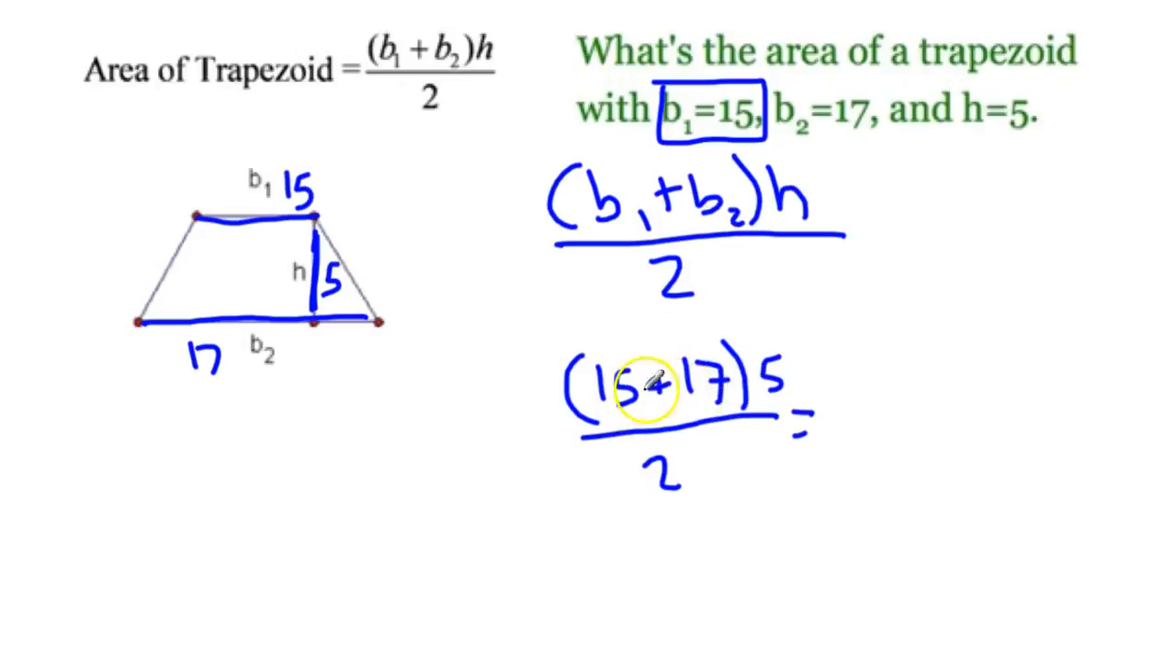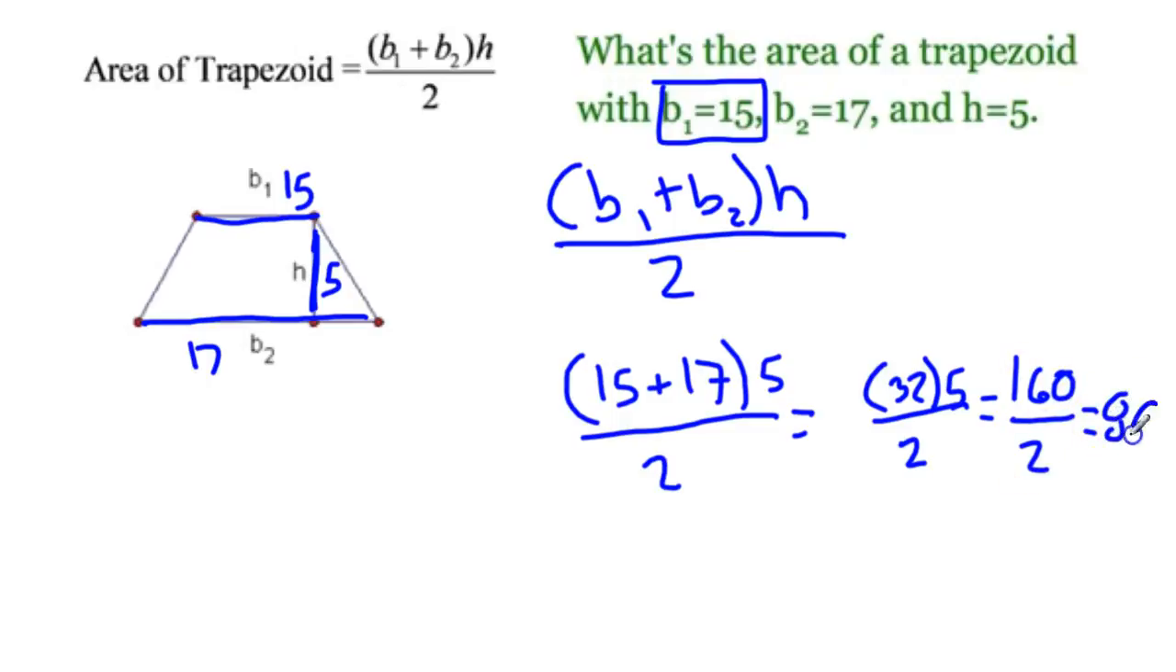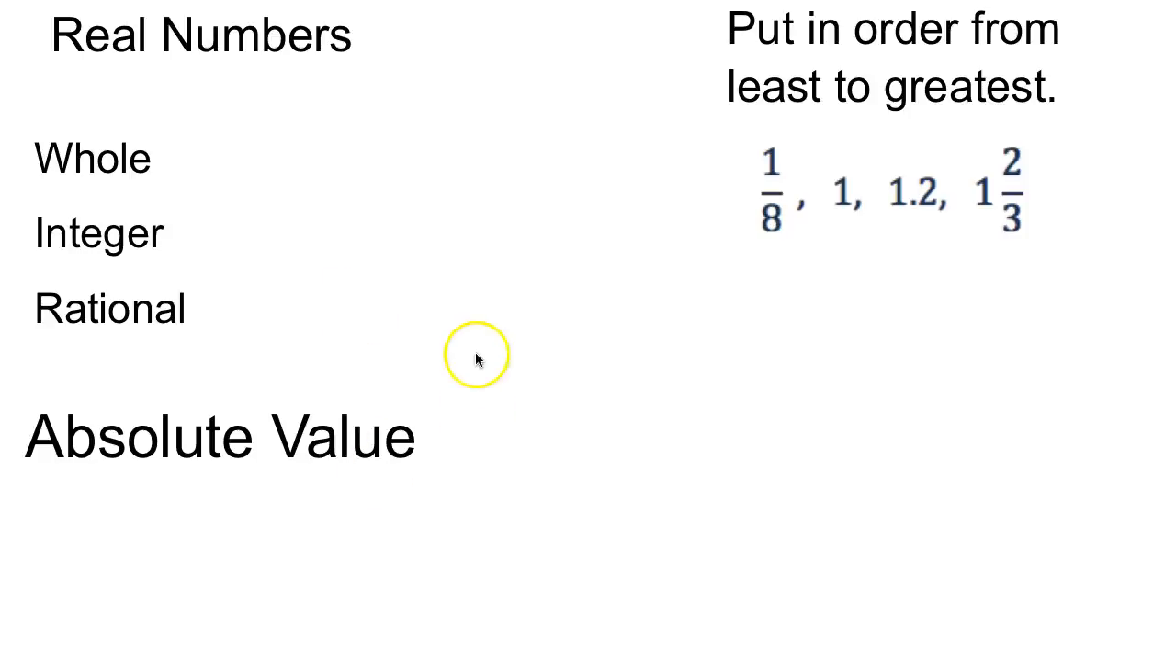So the order of operations, we do the parentheses first. 15 plus 17, that is going to be 32, I believe. So we have 32 times 5 divided by 2. 32 times 5, I'll put that in my calculator. 32 times 5 equals 160, and I divide that by 2. 160 divided by 2, that's 80. So your answer is 80 right there.